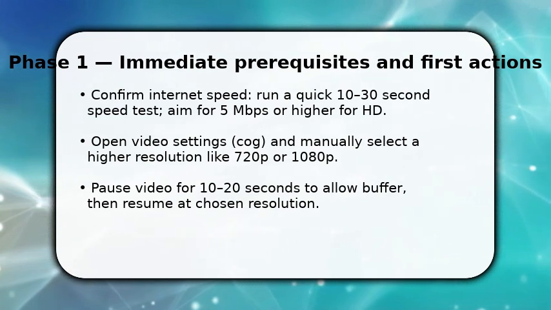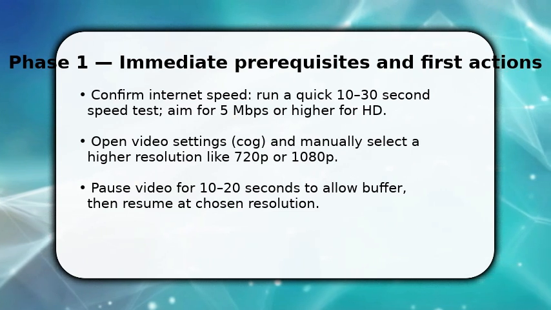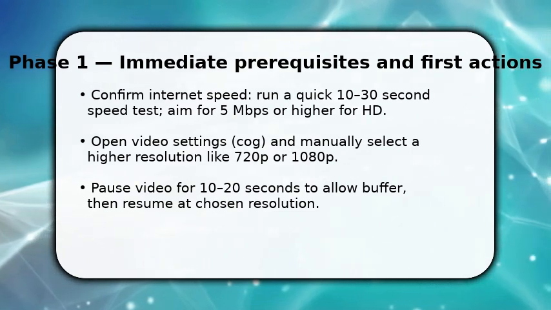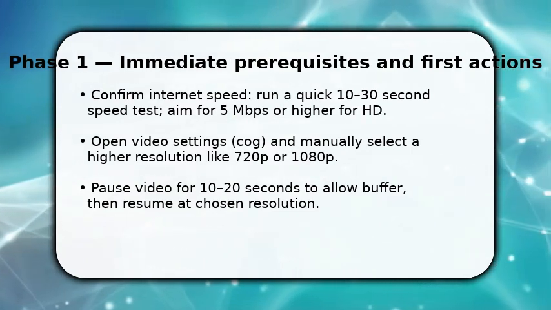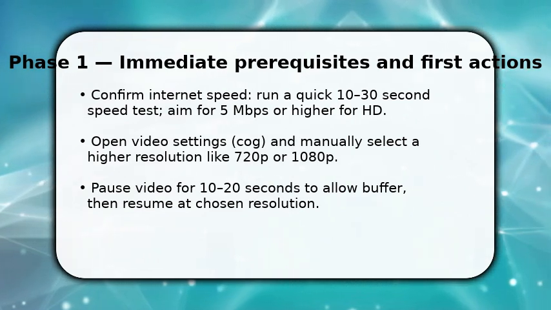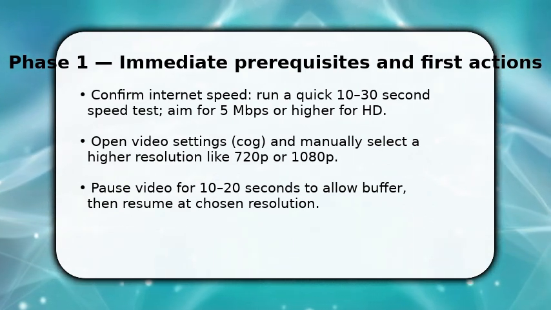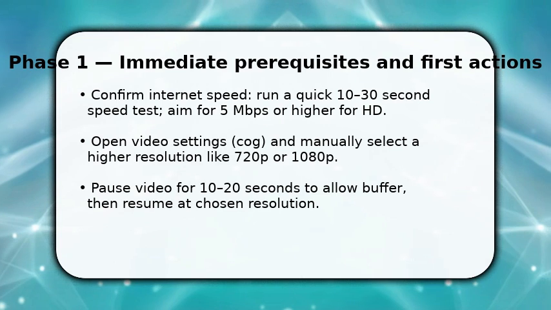Next, open the player settings and force the resolution to 720p or 1080p. Automatic selection sometimes downscales. Once set, pause the video for about 10 to 20 seconds to build buffer at that resolution. Then play. These first steps resolve most immediate blurriness caused by throttling or auto quality.